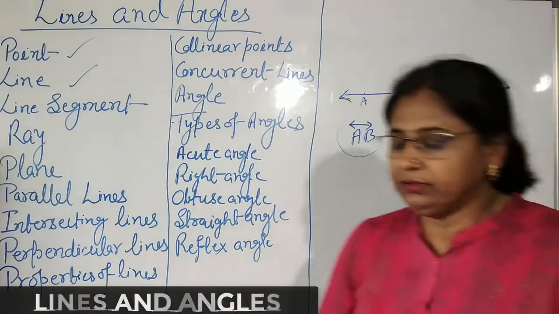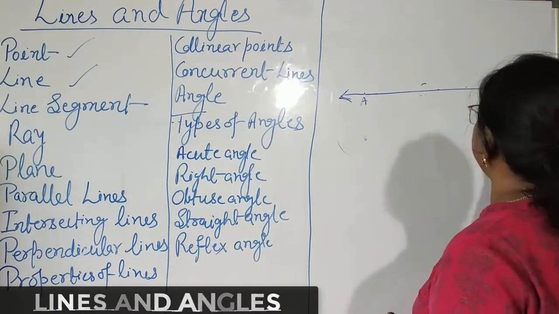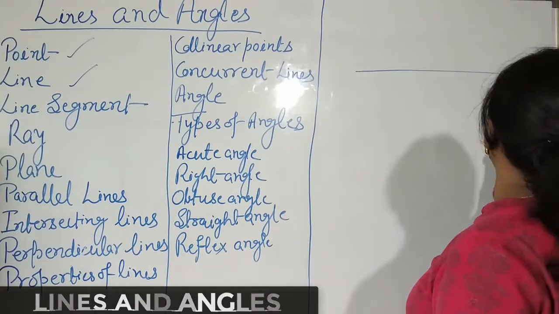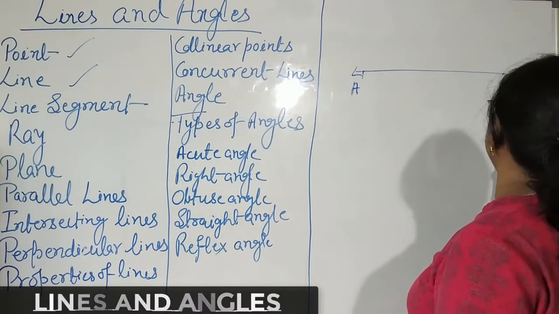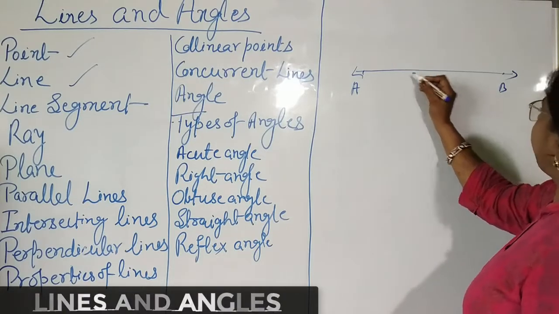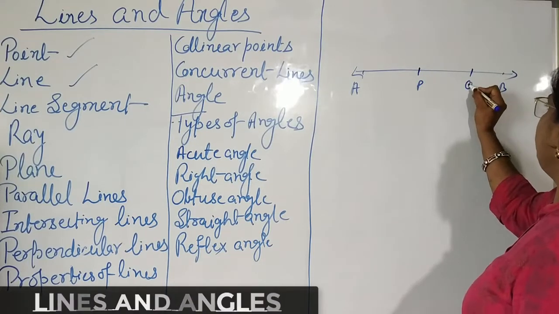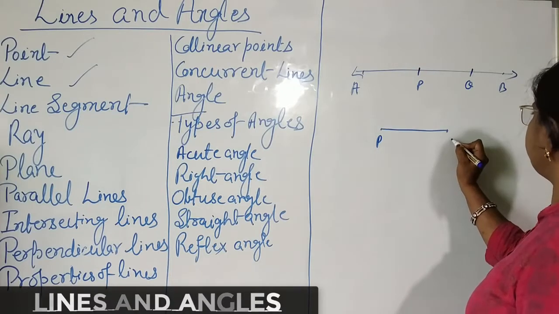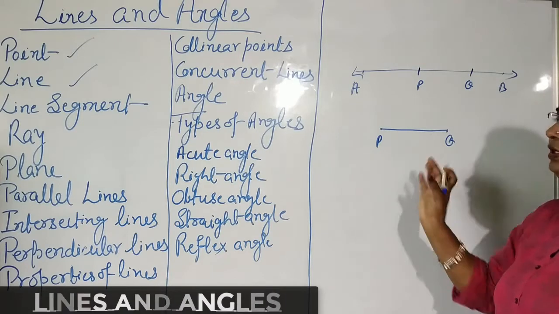Third thing is line segment. As I explained, a line, suppose AB, A and B is a line. And take any part of this line, from anywhere. I am taking from this to this. Suppose it is PQ. Then this point is P and it is Q. Then it is called line segment.